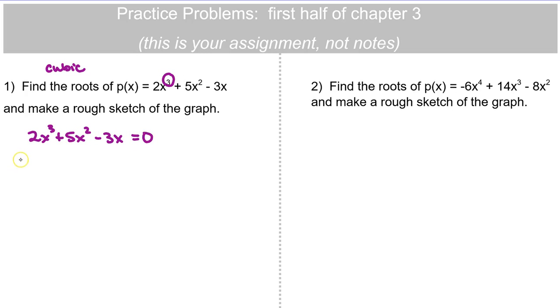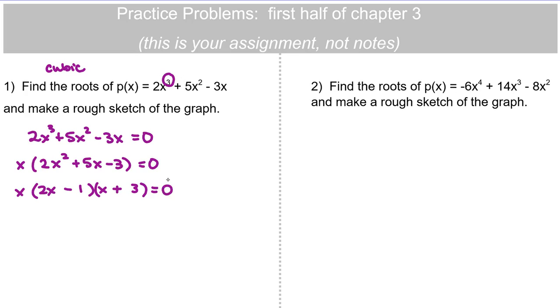And then notice that we can factor x out of all 3 terms. So now we have x times the quantity 2x squared plus 5x minus 3 equals 0. And it just so happens that this quadratic quantity is factorable. It factors into (2x minus 1) times (x plus 3). And if it wasn't factorable, you could use the quadratic formula. Even if it is factorable, you can still use the quadratic formula to find the other 2 roots.